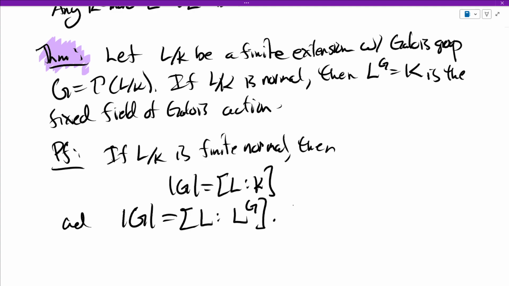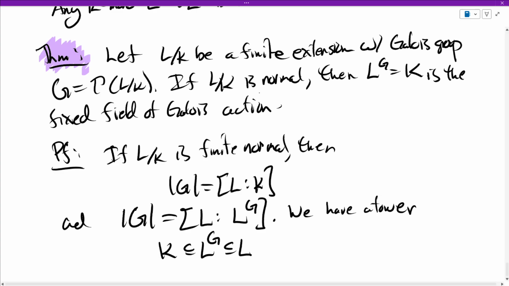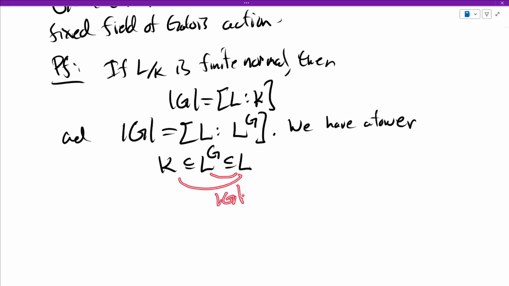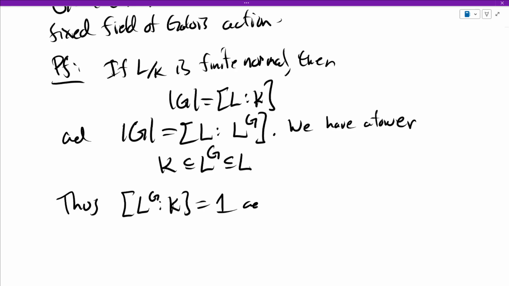So we have a tower. K is contained in the fixed field, because certainly everything in G fixes K, so K is contained in the fixed field. It's contained in L. And we know that in this tower, the big extension and this intermediate extension both have degree the order of G. Well, what must be true then? If they both have degree the order of G, then the first one must have degree 1. So the fixed field is exactly K.